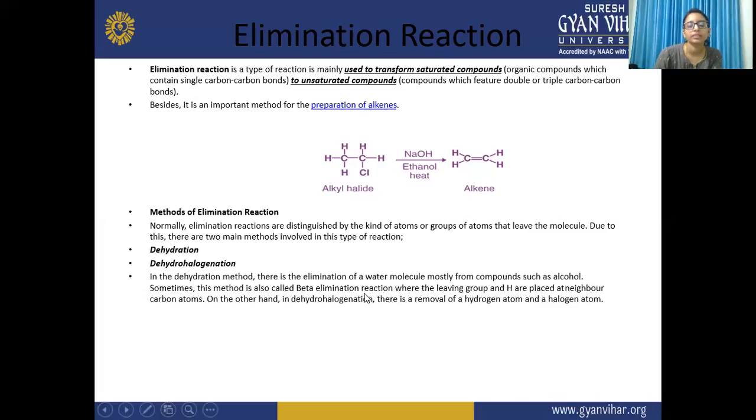So in the dehydration method, there is elimination of a water molecule, mostly from compounds such as alcohol. Sometimes this method is also called beta elimination reaction, where the leaving group and H are placed at neighboring carbon atoms.